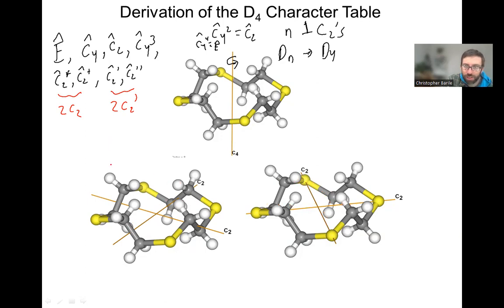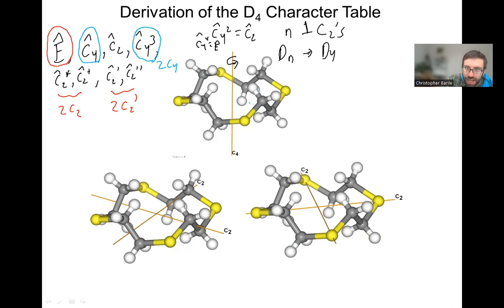So they're clearly different, but they're grouped. This C2, which is actually equal to the C4 squared, is going to be even more different. So we're going to want to group identity in a class by its own. Identity is always in a class by itself. That one's easy. And the C4 and the C4 cubed are going to go into their own class. We'll call that the 2C4 class.